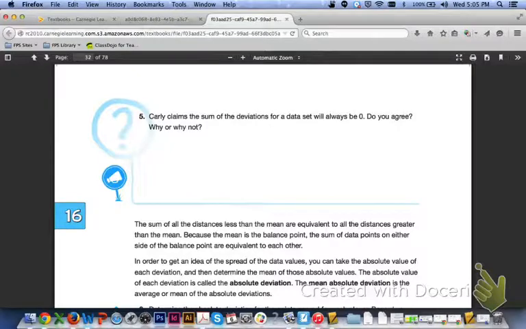Number 5 says, Carly claims the sum of the deviations for a data set will always be 0. Do you agree? Why or why not? So take some moments, take some time to look back at the data values and the deviations that you just looked at. Maybe add the sums of the deviations and determine whether or not they're 0, and explain why you agree with Carly and why you may not agree.